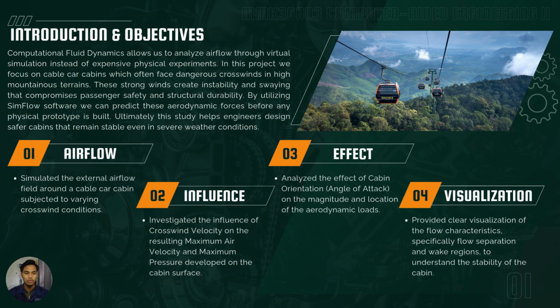We will go for the first objective: simulate the external airflow field around a cable car cabin subjected to varying crosswind conditions. Second, investigate the influence of crosswind velocity on the resulting maximum air velocity and maximum pressure developed on the cabin surface. Third, analyze the effect of cabin orientation, or angle of attack, on the magnitude and location of the aerodynamic loads. And lastly, the fourth objective is to provide clear visualization of the flow characteristics, specifically flow separations and wake regions, to understand the stability of the cabins.